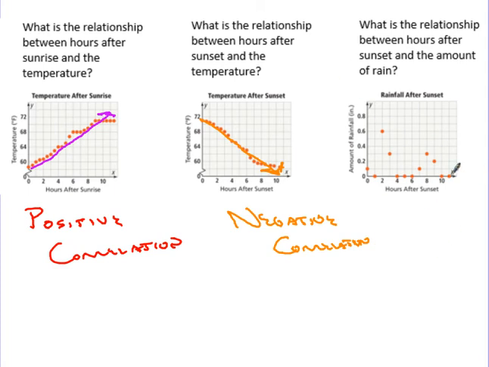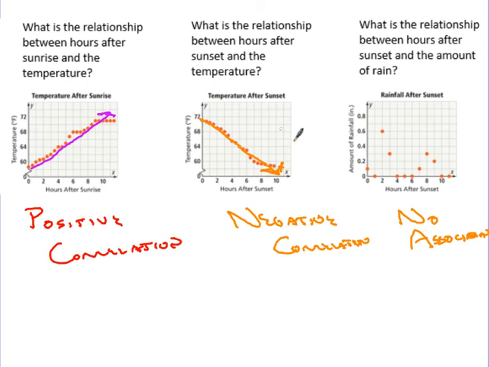Finally, if we look here, hours after sunset and rainfall after sunset. What is the relationship between the hours after sunset and the amount of rain? So after the sun goes down, how much does it rain? And if you notice, the points are kind of all over the place. This is when there's no correlation, or no association.